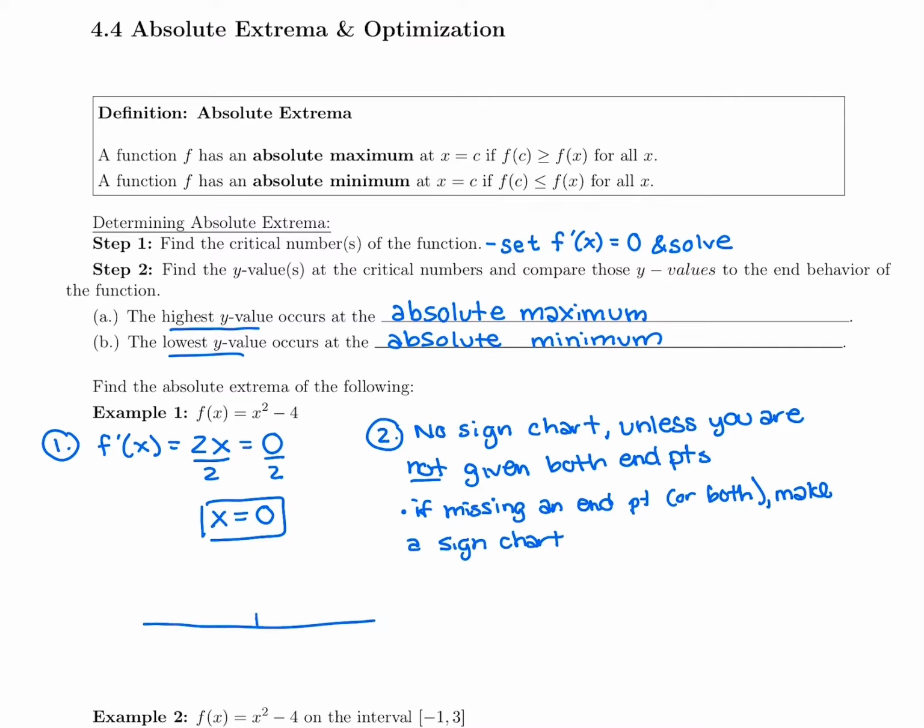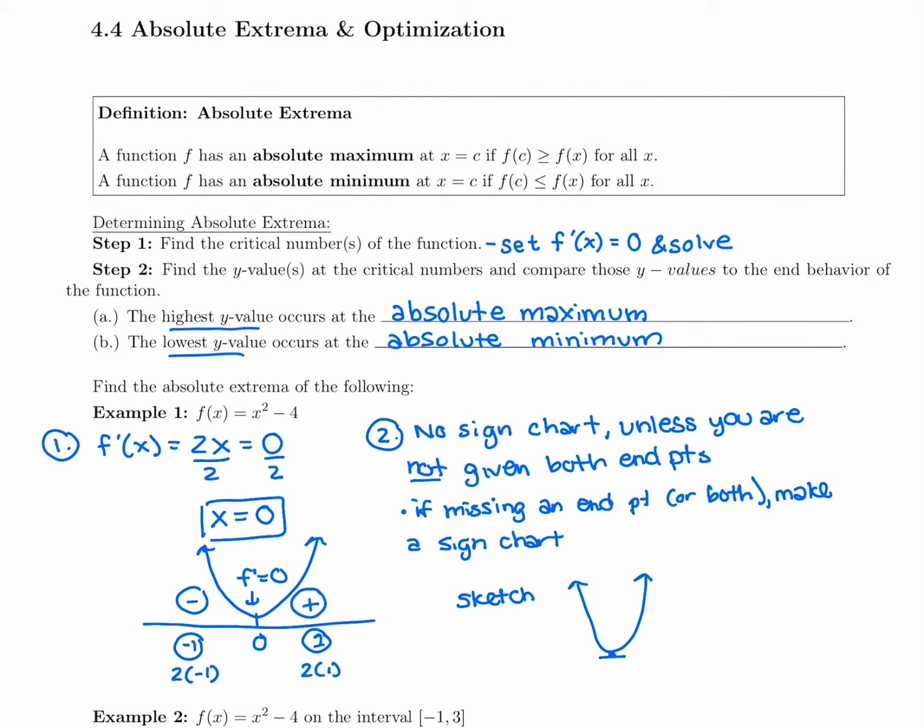So for this, we're going to make a sign chart. We're going to put 0 on it first. That's our critical number. It makes the derivative 0. And we're going to test the number before and after 0. So I could test -1 into the derivative. I'd have 2 times -1, that would be negative. And then if I plug in +1, I'd have 2 times +1, which would be positive. So this graph goes from decreasing to increasing. So our sketch that we could do would look like this. It's decreasing, we have our critical number at x is 0 there, and then it's increasing.